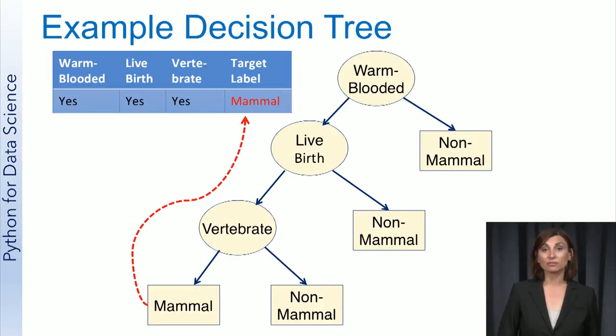This is an example of a decision tree, and it can be used to classify an animal as a mammal or not a mammal. According to this decision tree, if an animal is warm-blooded, gives live birth, and is a vertebrate, then it is a mammal. If an animal does not have any of these three characteristics, then it's not a mammal.